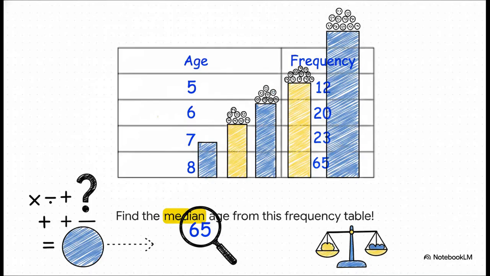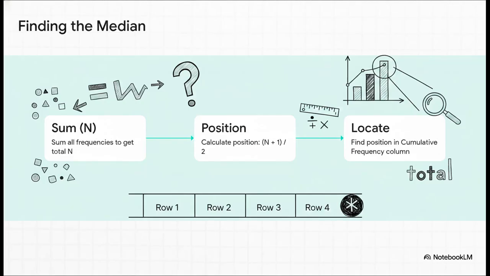Now, what's really fascinating about this specific data set is the sheer volume of 8-year-olds compared to everybody else. We've got 12 5-year-olds, 20 6-year-olds, 23 7-year-olds, and a whopping 65 8-year-olds. Your mission is to use that (n plus 1) divided by 2 formula to find the median position, and then figure out exactly which age group that position falls into. All right, let's break down the math together.